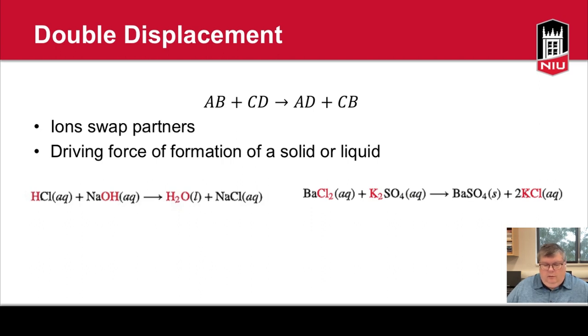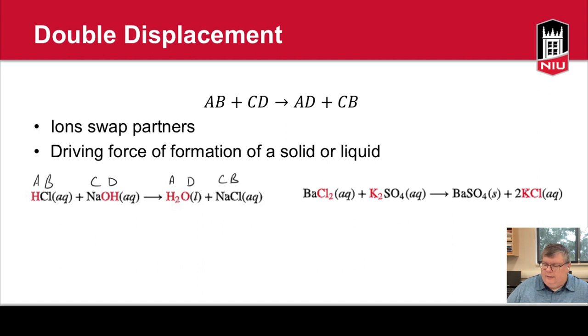Double displacement is where you have ions swapping partners. AB plus CD goes to AD plus CB. The driving force of this is a formation of a solid or a liquid. So you can see where we form a liquid in water, it's HCl plus NaOH goes to H2O plus NaCl. This is A, B, C, D going to A, D plus CB.